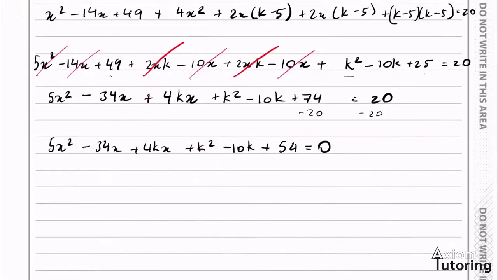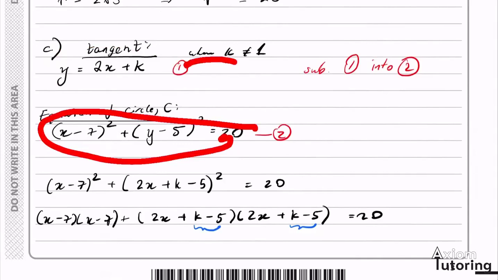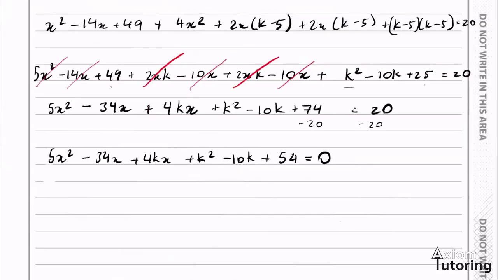Okay, so it may not be obvious what to do from here, but if we think about what we actually did here, we substituted the equation of this straight line, which is a tangent to the circle C. So we substituted the tangent to C into the equation for C. And out of it, we actually get an expression which happens to be a quadratic, right?